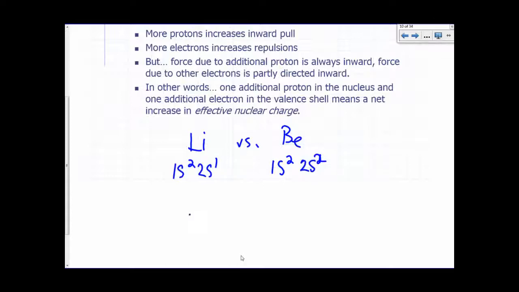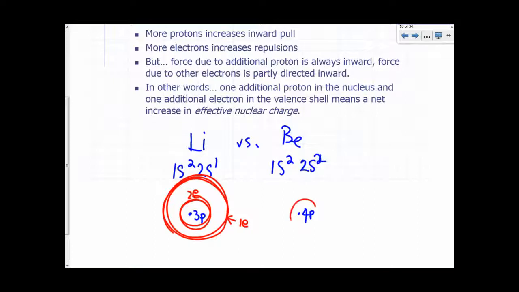So lithium has 3 protons in the nucleus, atomic number 3. It has 2 electrons in the core, and you have that 2s electron, 1 electron in the 2s orbital. So 1 electron out here. Compare that with beryllium, which has 4 protons in the nucleus. It has 2 electrons in the 1s in the core, and then you have 2 electrons out here. So going from left to right, you're going to have more protons.